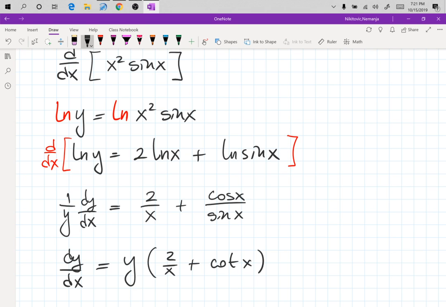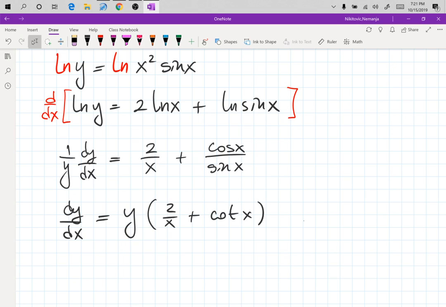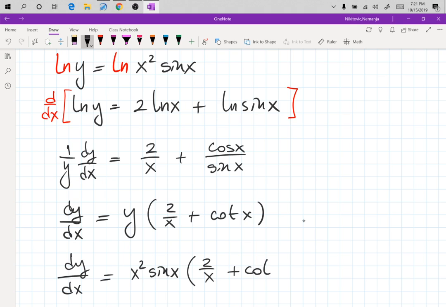And the y was x squared sine x. dy/dx is equal to x squared sine x times 2 over x plus cotangent x.